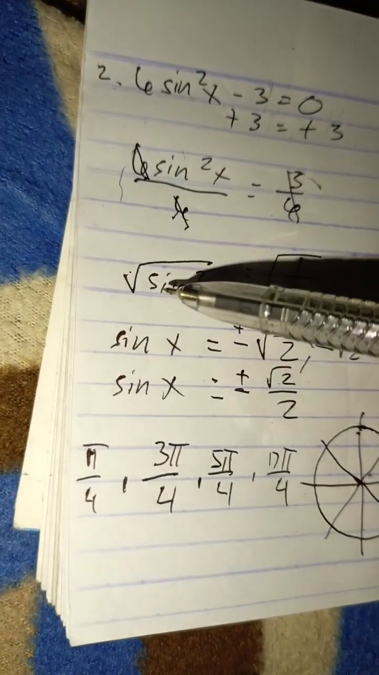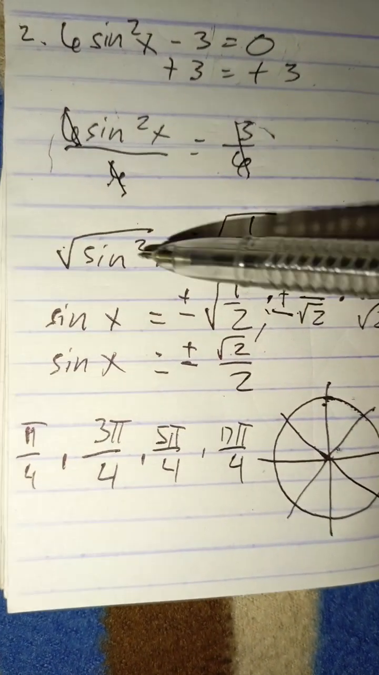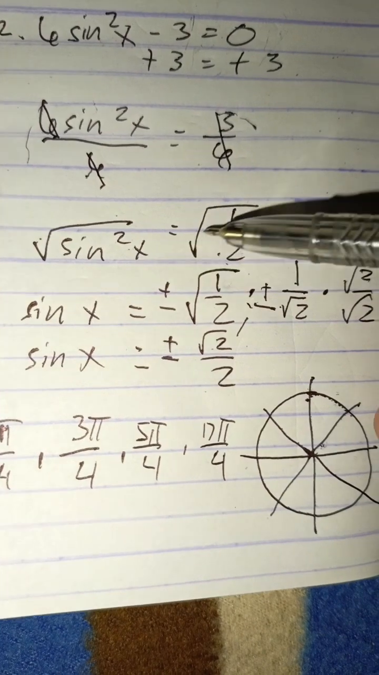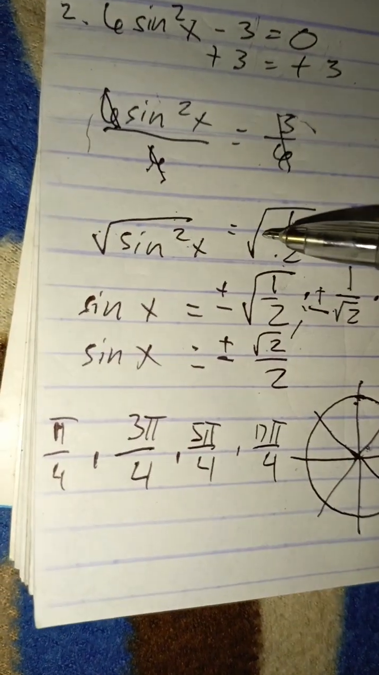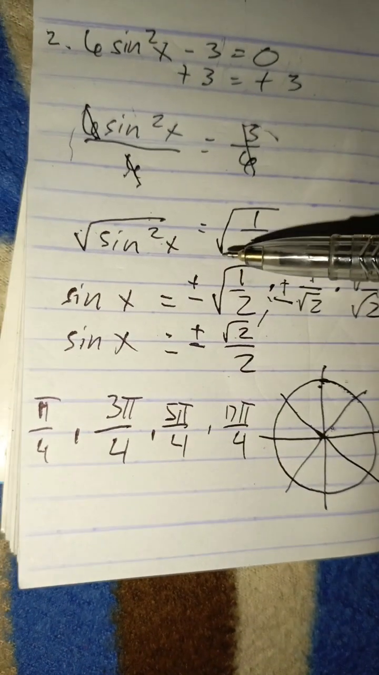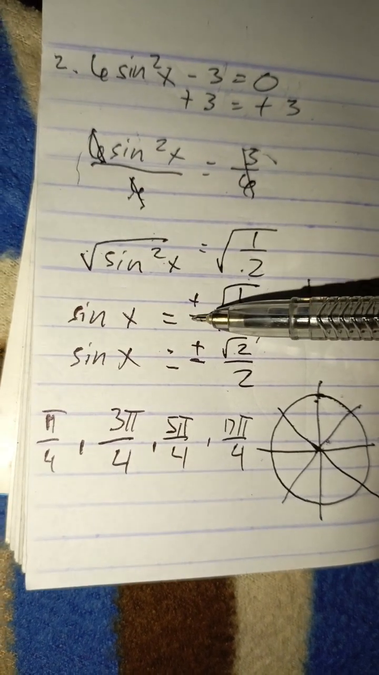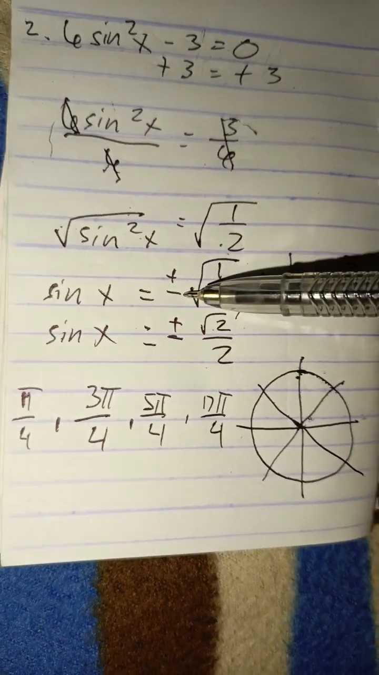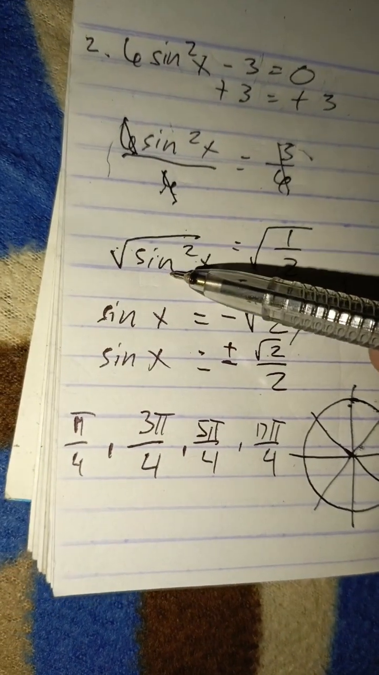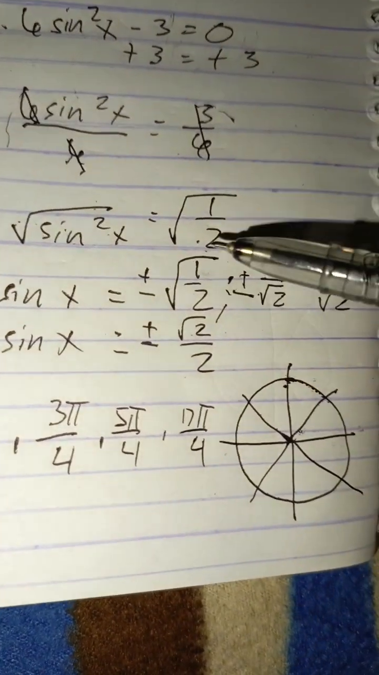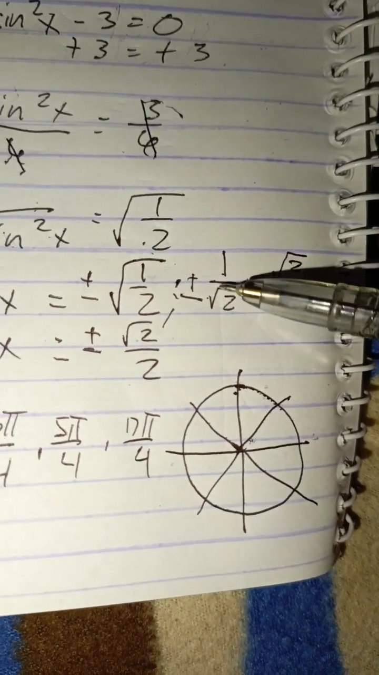Now we're going to square root the function. So sine squared x is equal to 1/2. Now take the square root. In the rules of taking square roots, we're going to consider whether it is positive or negative, so we're going to put the positive and negative sign. Now, the square root of sine squared x is sine x, and the square root of 1/2 is positive negative 1 over square root of 2.